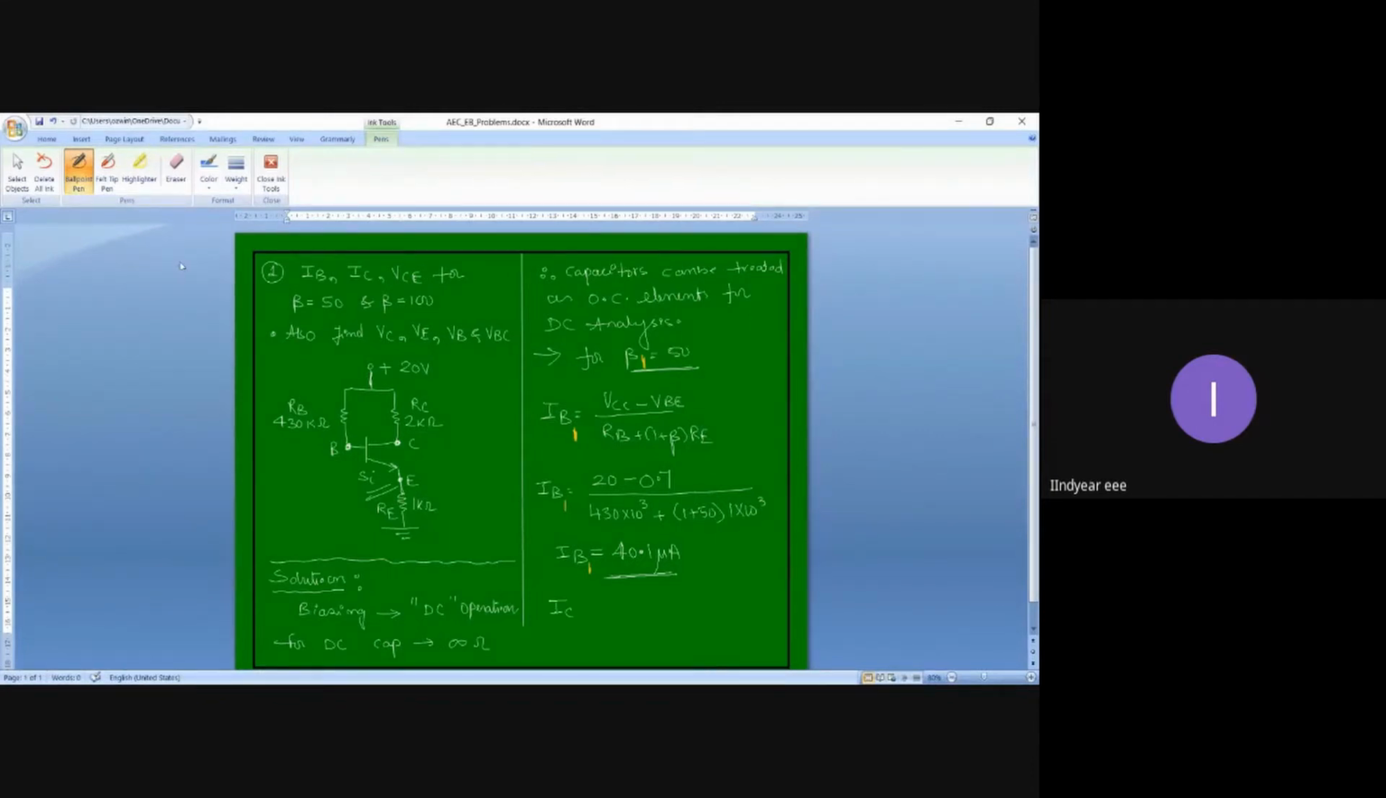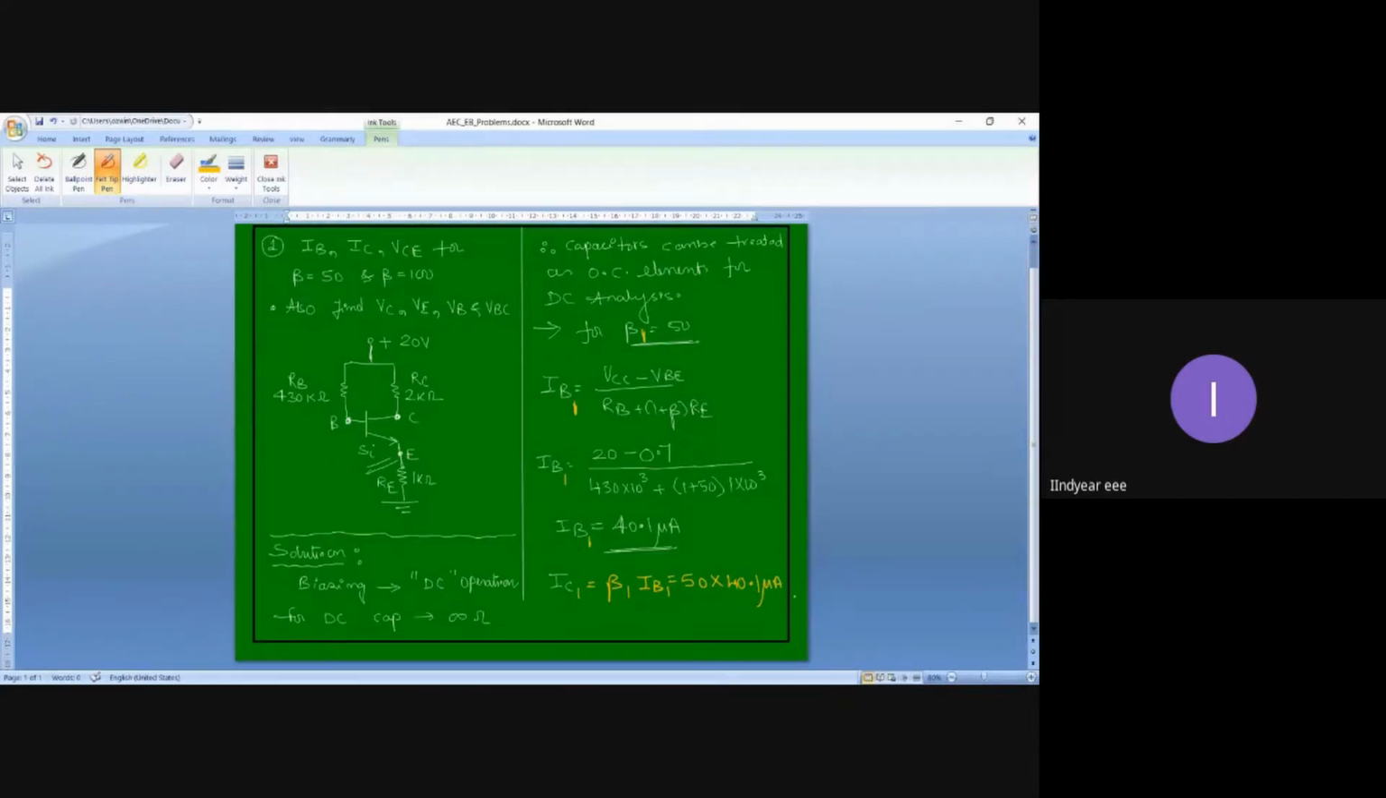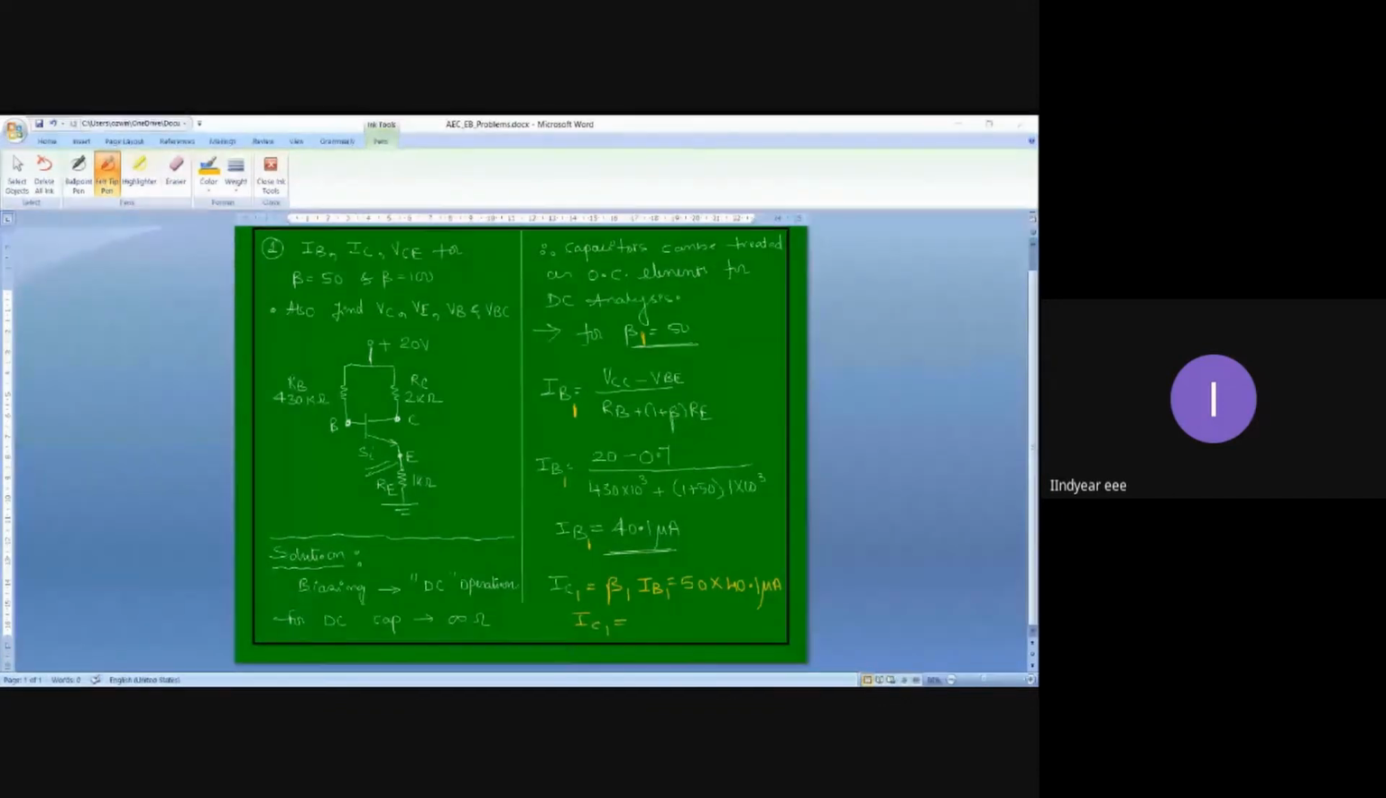And then you can get the value of IC1. IC1 is going to be beta 1 times IB1. So beta is 50 into 40.1 microamperes. 50 into 40 is about 2000 micro, so that is close to 2 milli. Let me use the calculator. How much will you get? IC1 is 2.01 milliamperes.